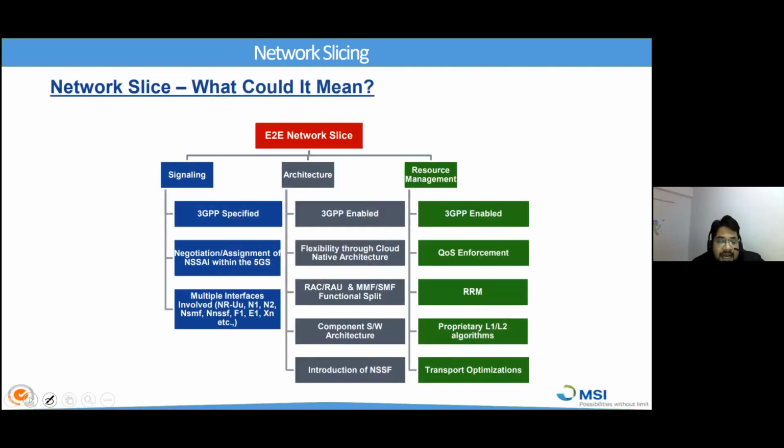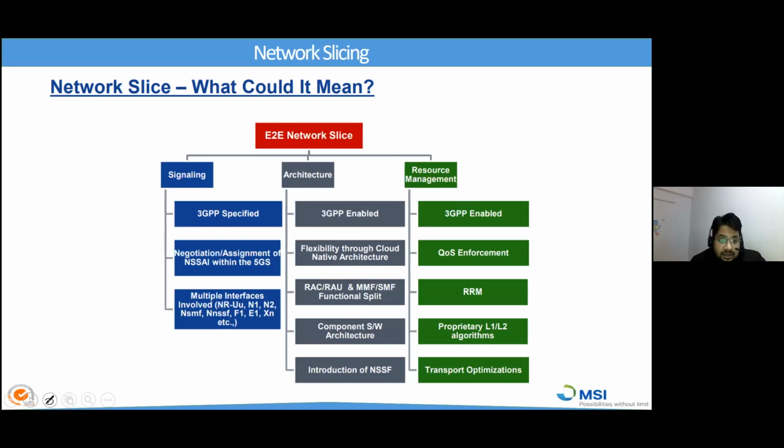So here we can see that the 5G network slice, or just a network slice, is being designed by 3GPP, and all the signaling, all the architecture and all the resource management terms and sub-terms for this end-to-end network slice are being defined by 3GPP as well. So when we talk about the signaling, all the layer 3 messages, the RRC messages or some other layer 2 messages are defined by 3GPP.